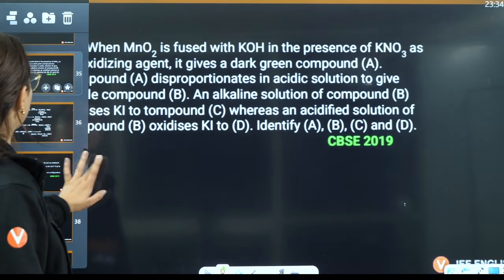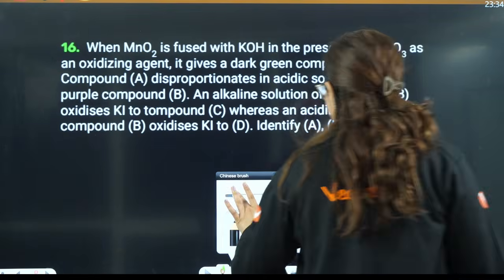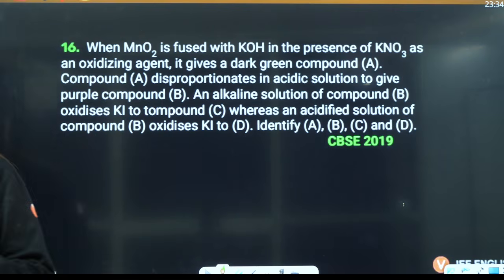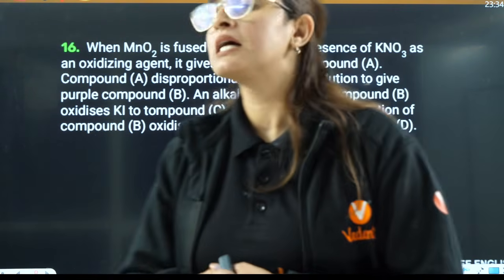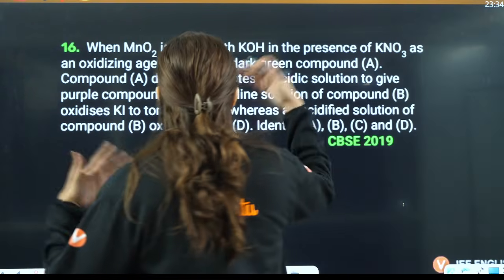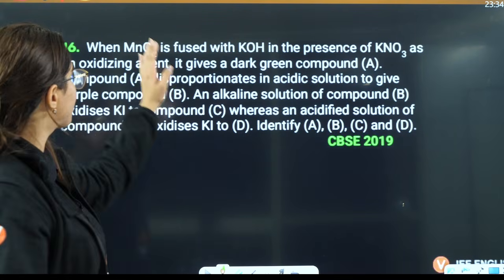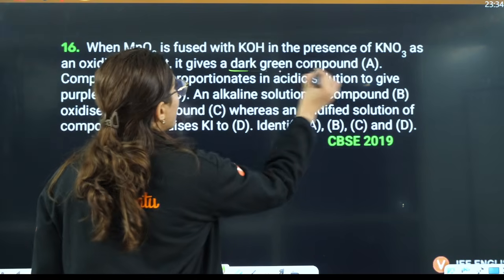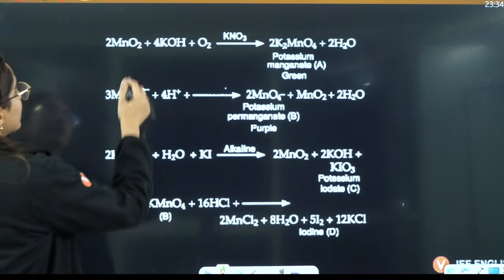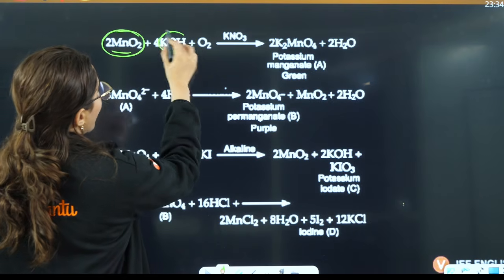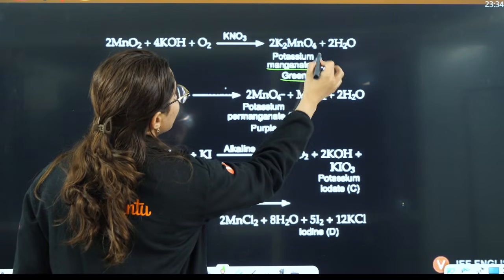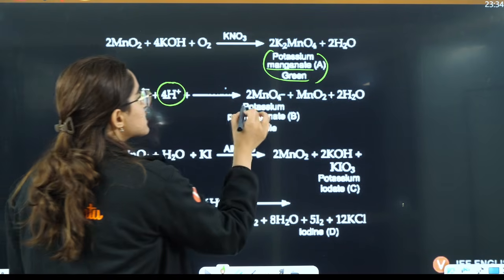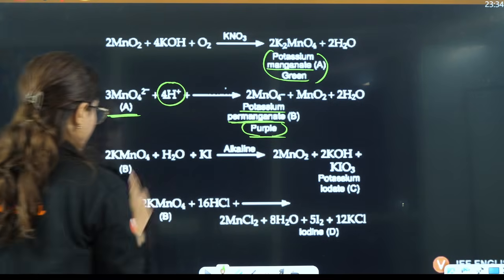Okay, next question, guys, a 2019 question, same as what we have done before, right? When MnO2 is fused with KOH in presence of KNO3, it gives a dark colored compound. That is manganate. So MnO2, pyrolusite ore, with KOH and O2 gives you a manganate ion. After this, manganate ion in acidic medium is converted to permanganate ion, that is purple.